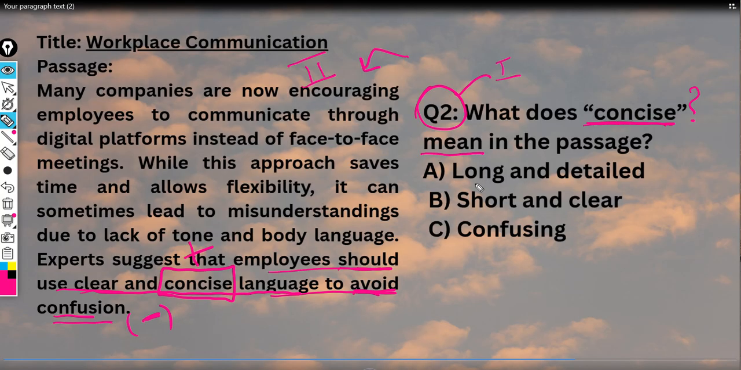Option A, long and detailed. Long, I don't think so. It doesn't match with avoid confusion, nor does detailed. B, short and clear. C, confusing. Confusing is negative. C is ruled out. Now we are left with A and B. I can match clear with the exact same keyword mentioned in the text. Therefore, what is your answer?